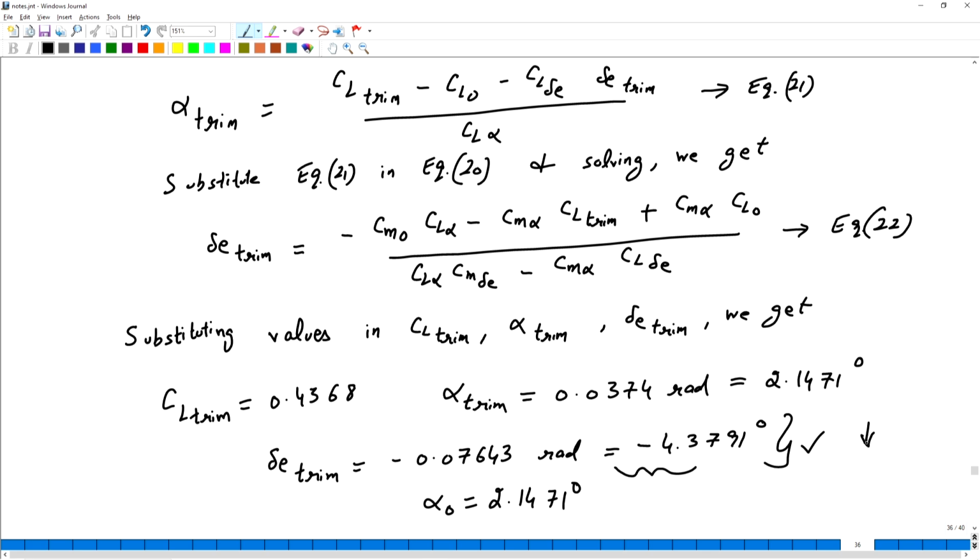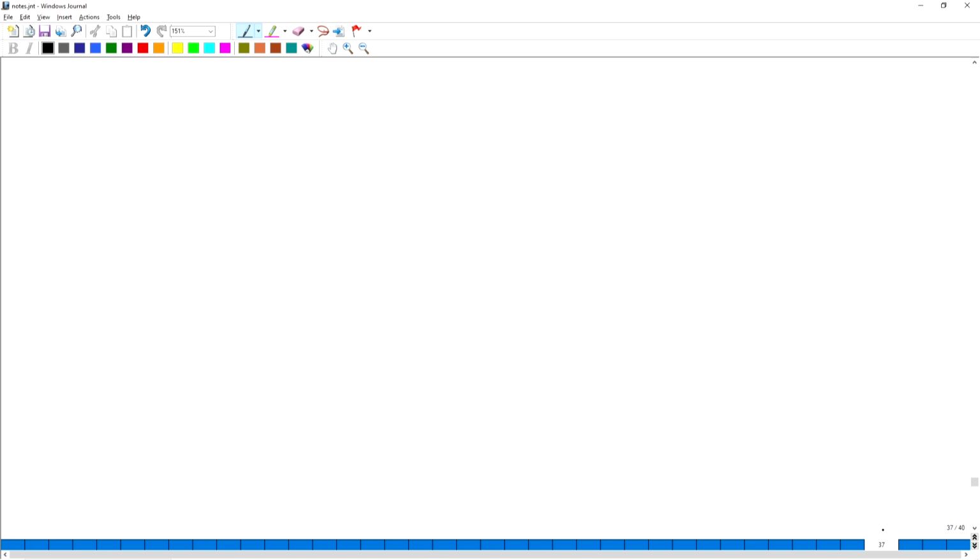All right. Next, we also know that continuously alpha is changing. How can you calculate alpha? So let me draw the free body diagram here.